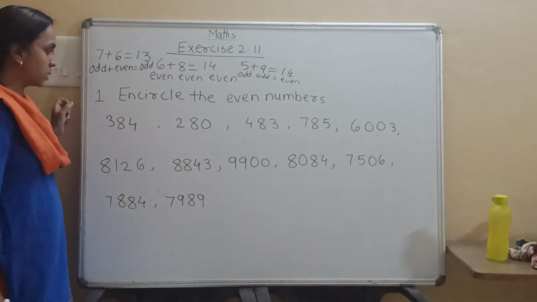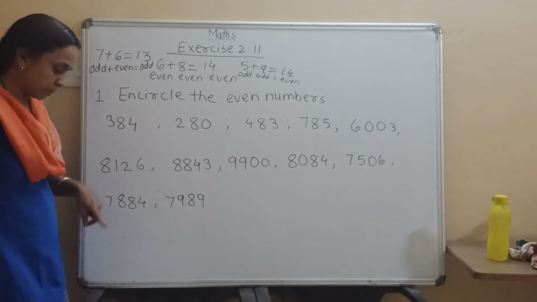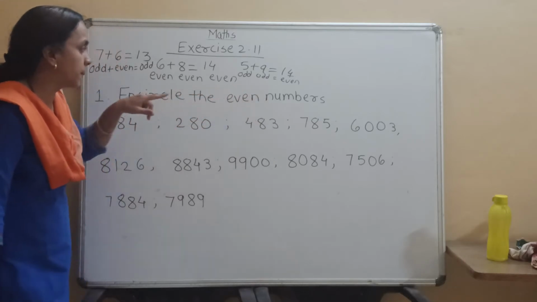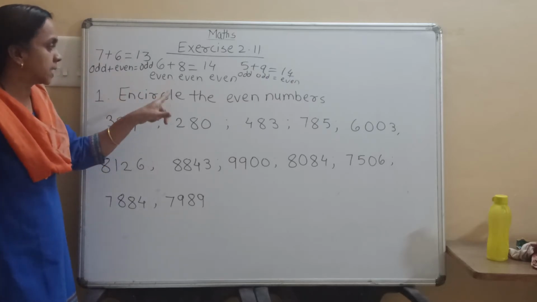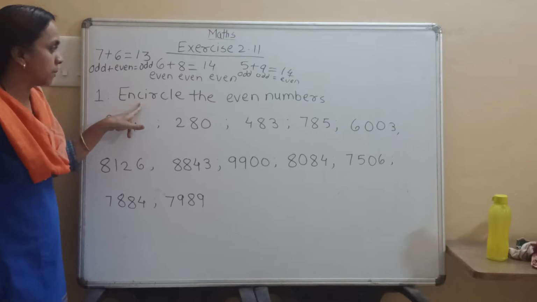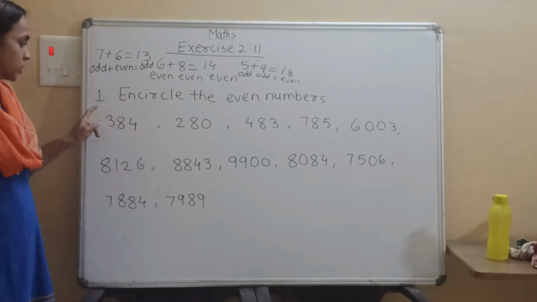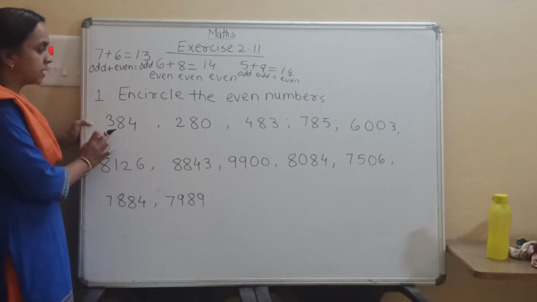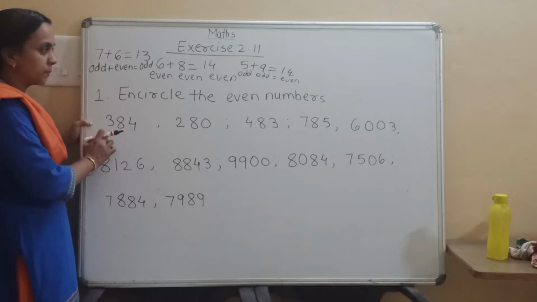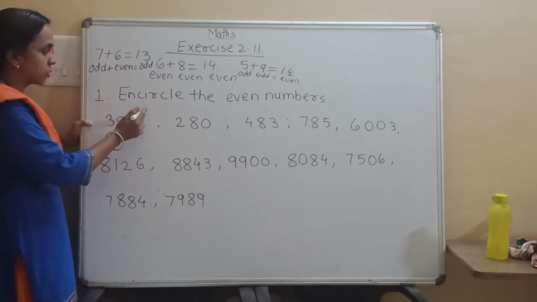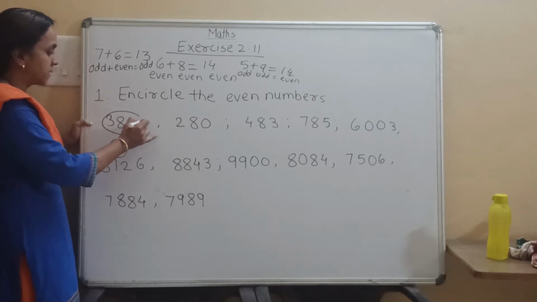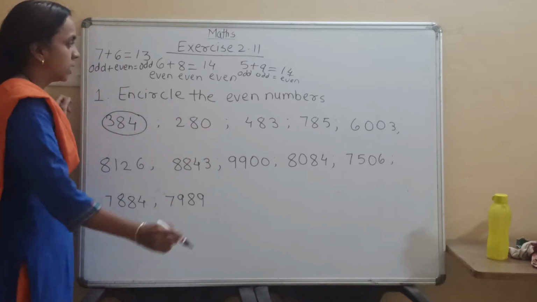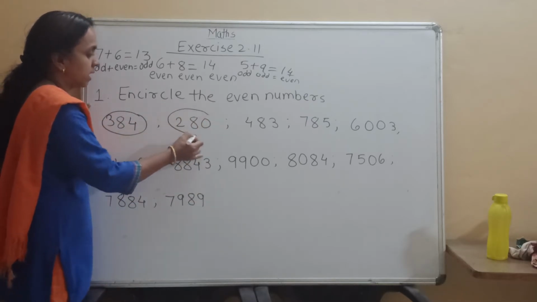So depending upon this, we have to solve the first question, that is on page number 35. The first question is: Encircle the even numbers. Encircle means what? Circle. Encircle the even numbers. We have to circle the even numbers, so we have to find out which numbers here are even numbers. So first we will see 384. This is an even number, so we have to circle this number. Then 280, the number ends with 0, that means it is an even number.